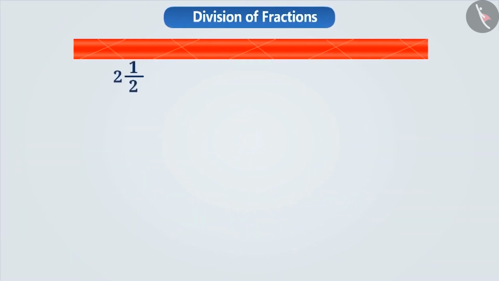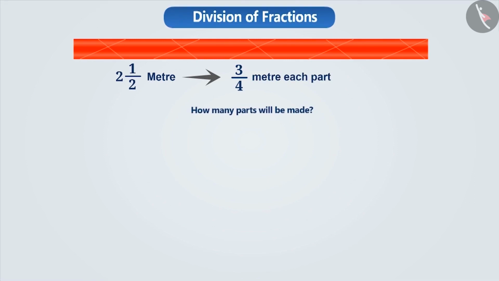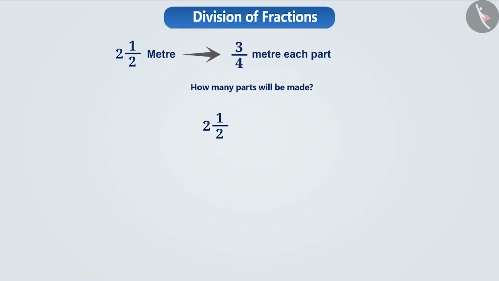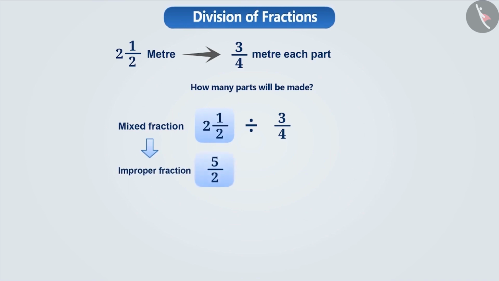Now suppose we have 2.5 meter long ribbon. If we want to cut it into pieces measuring 3/4 meter each, then how many parts will we be able to make? Think a little. Yes, you are right. Here too, we have to divide 2.5 meters by 3/4. Notice that 2.5 is a mixed fraction. In division of fractions, we have to first convert mixed fractions into improper fractions. For example, here we will write 2.5 as 5 by 2.